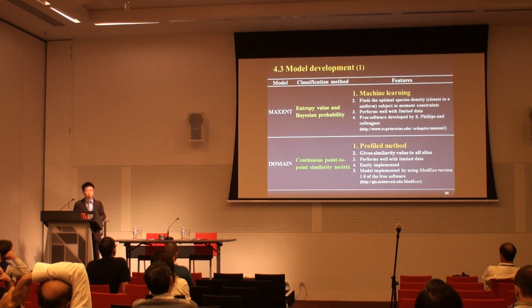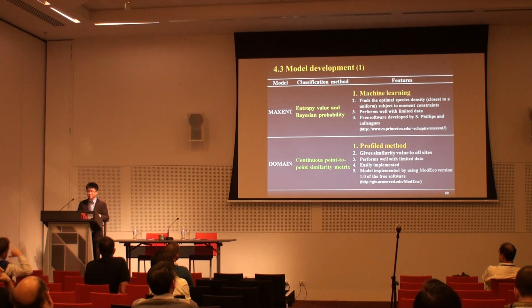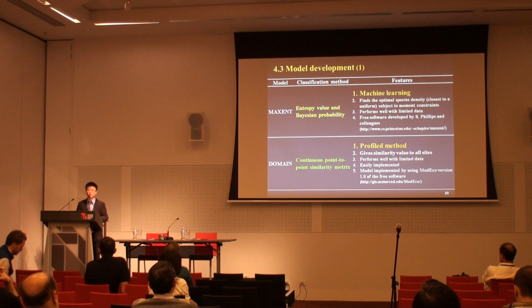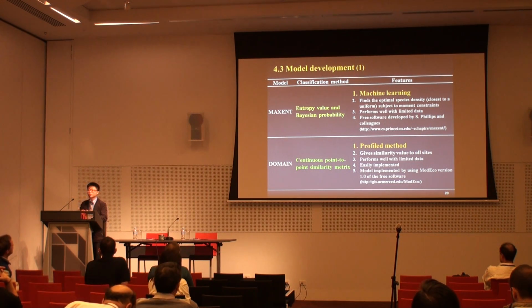The second, DOMAIN, uses a point-to-point similarity metric. It gives every site a similarity value and sets a threshold to cut the confidence interval, so we can realize the condition and model the species distribution.